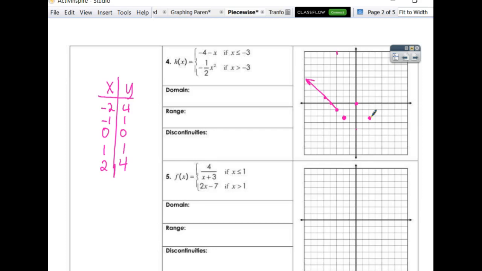So when I draw the parabola, where do I have to stop with the parabola? Right here. And do I get an open or closed circle with the parabola? Open. So when I draw this, I'm getting an open circle here. And this goes this way. So the domain is negative infinity to infinity. The range, bottom to top, is negative infinity to infinity. And do I have a discontinuity? Where? Negative 3.